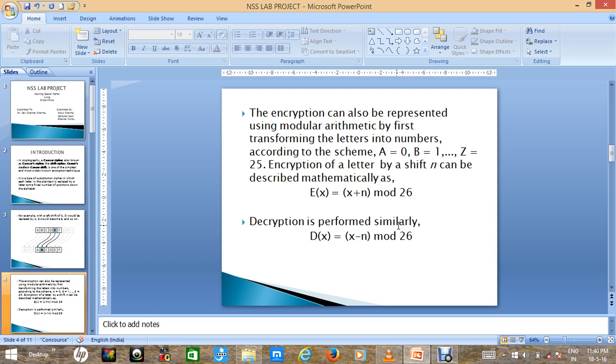And this encryption can also be represented using modular arithmetic. A is equal to 0, B is equal to 1, so we can number the alphabet from A to Z as 0 to 25. The encryption method is E(x) = (x + n) mod 26, and to decrypt it, D(x) = (x - n) mod 26.